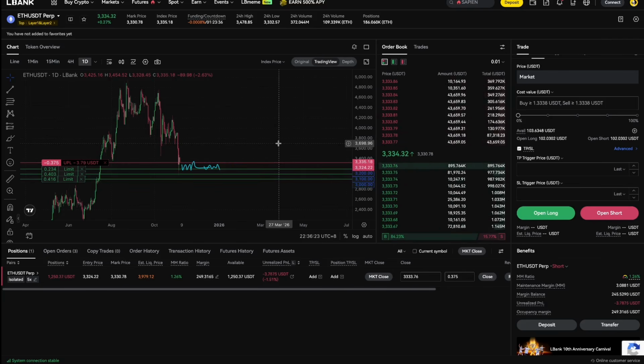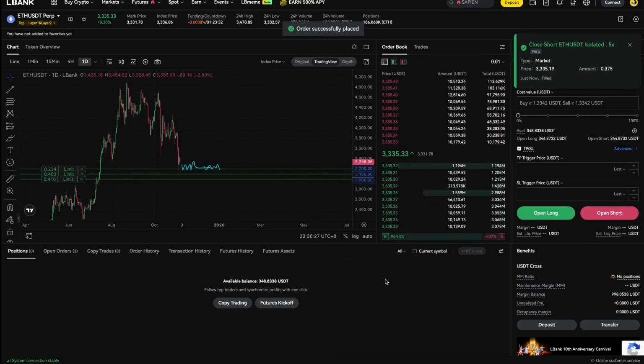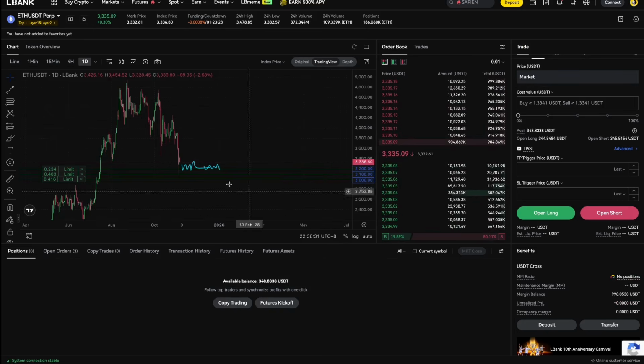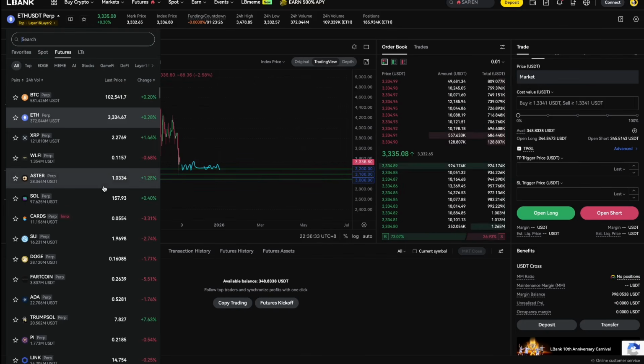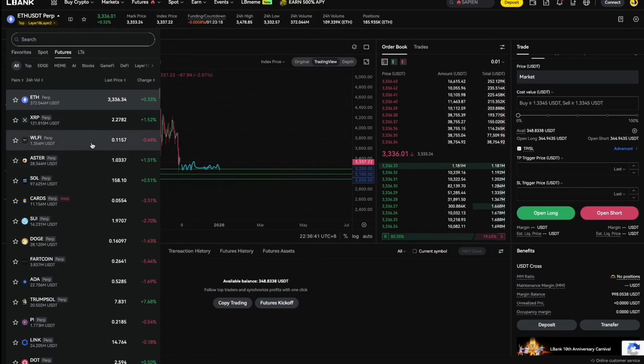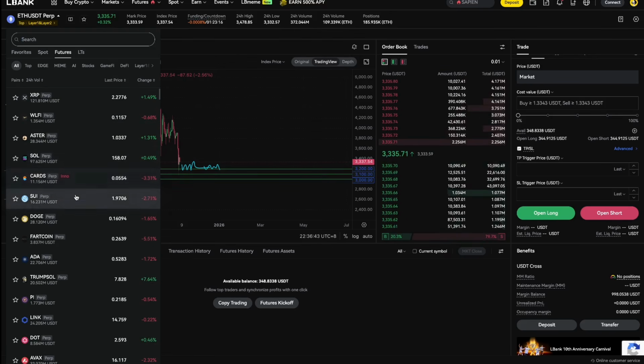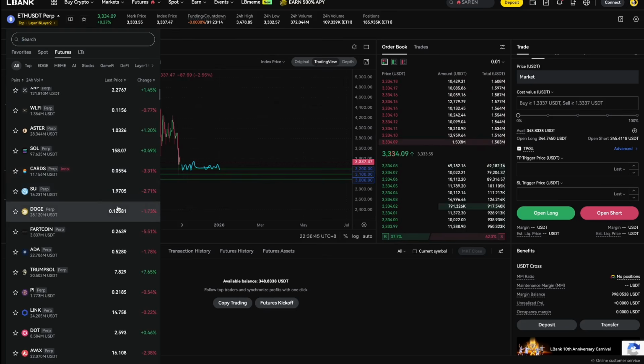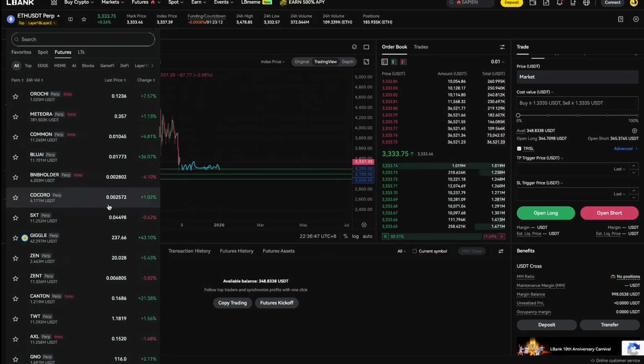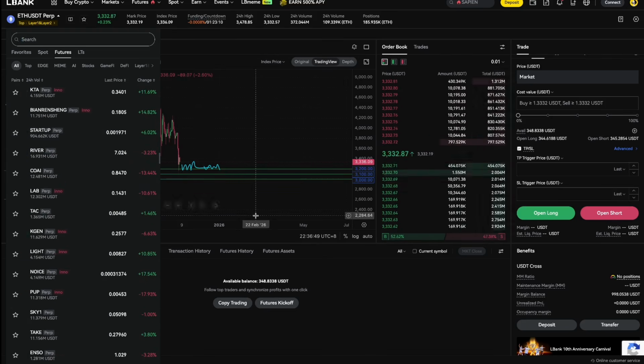So this is exactly how you can be trading on LBank yourself, and I'm just going to market close this order now, immediately filled once again, which is absolutely amazing. On LBank you do have a lot of pairs you can be trading. For example, we have been doing it with Ethereum, but you can do it with XRP, World Liberty Finance, Aster, Solana, Sui, Doge, all of the altcoins, and also a lot of very low cap altcoins on this exchange here. So make sure to check it out if you are getting interested in that.